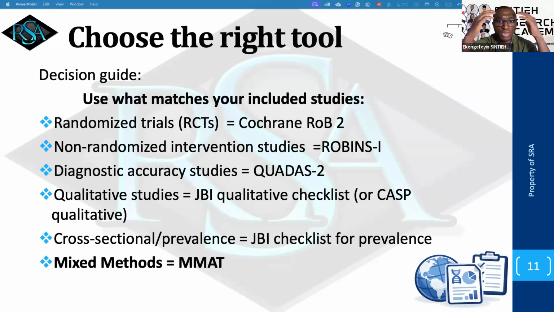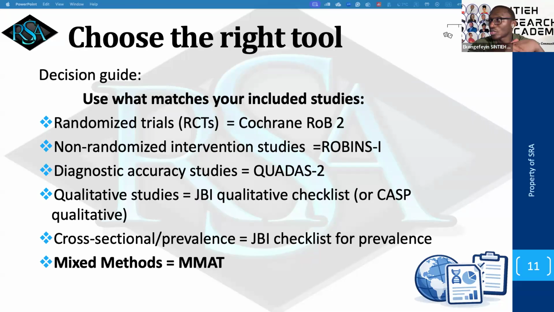Now, risks of bias assessment varies based on the research design that you're using. For randomized trials, the recommended tool is the Cochrane RoB 2. And then you have ROBINS for non-randomized studies. You have diagnostic accuracy studies, which use the QUADAS tool, and then you have qualitative studies, which will have the CASP or the JBI qualitative checklist. And then again, cross-sectional studies will still use that.